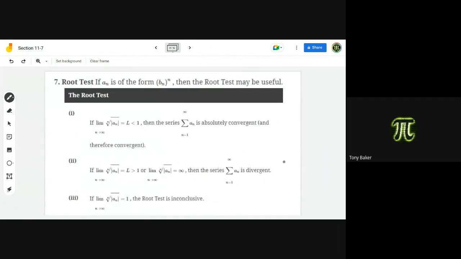The root test is where you're getting rid of something raised to the nth power. The rules for the root test are exactly the same as the ratio test. If the limit is less than 1, it's convergent, greater than 1, it's divergent, and if it equals 1, it is inconclusive.